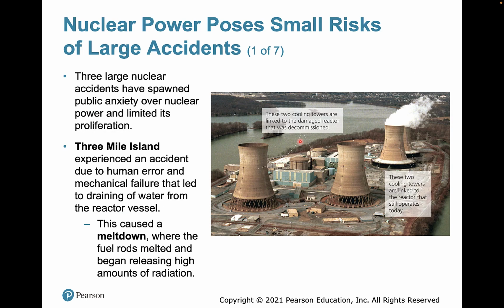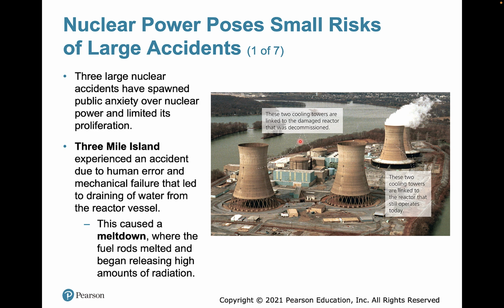So these are the 3 accidents that have taken place in my lifetime. And these incidents have really given the public a lot of hesitancy and anxiety over the use of nuclear power. Okay. So Three Mile Island was 1979. I remember it. It was near Harrisburg. And there was an accident that was a result of human error and a mechanical failure that led to the water draining out of the reactor vessel.